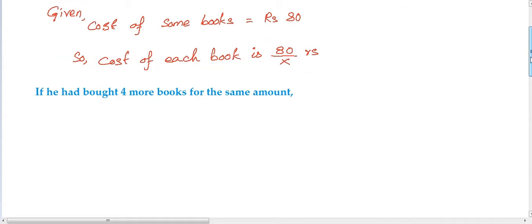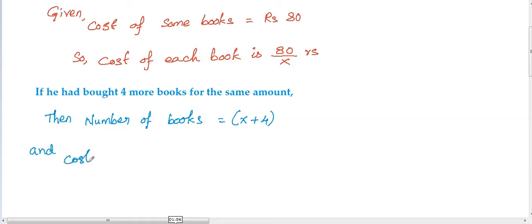If he had bought 4 more books for the same amount, then the equation becomes 80 by x plus 4, because the number of books becomes x plus 4, and the cost of each book becomes 80 by x plus 4.